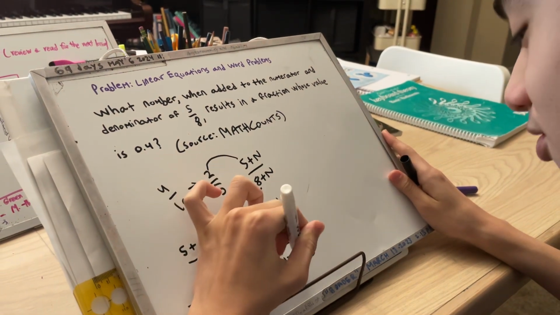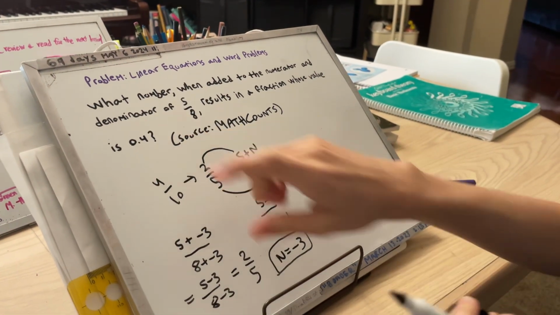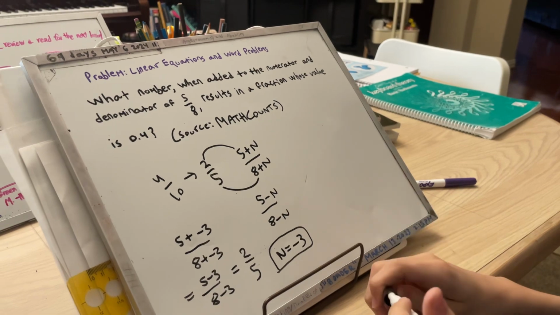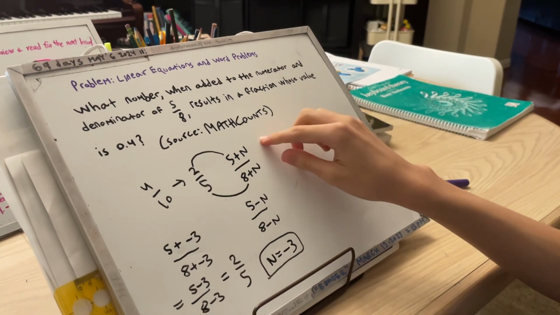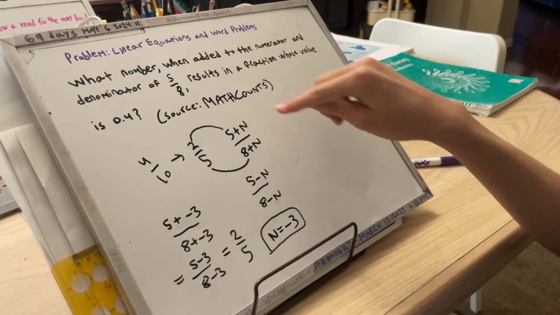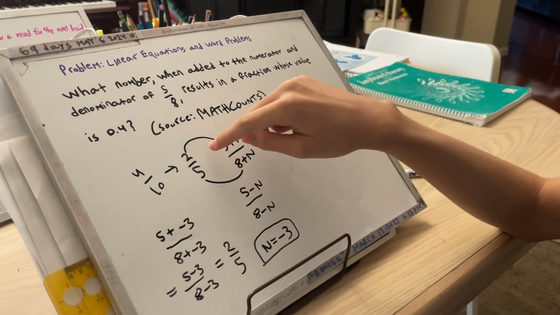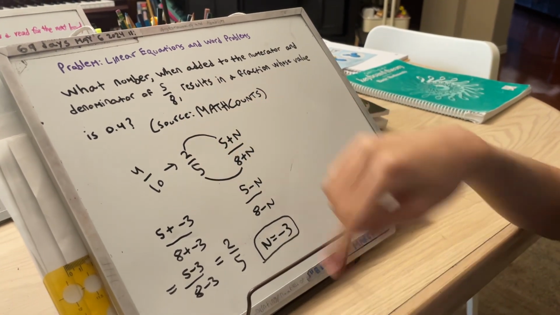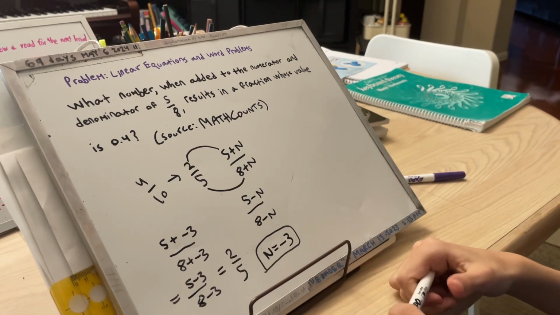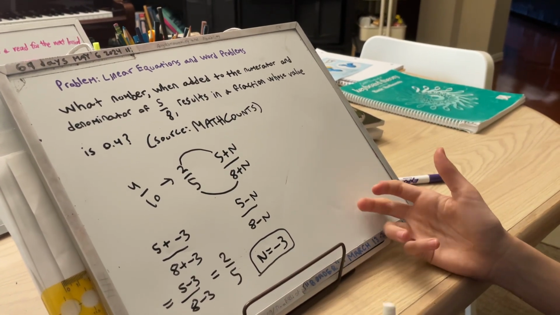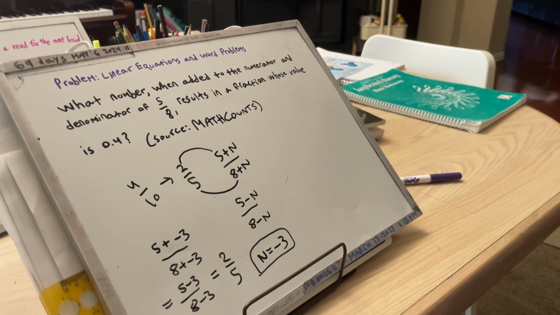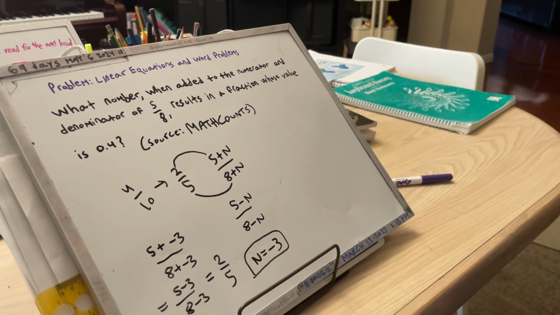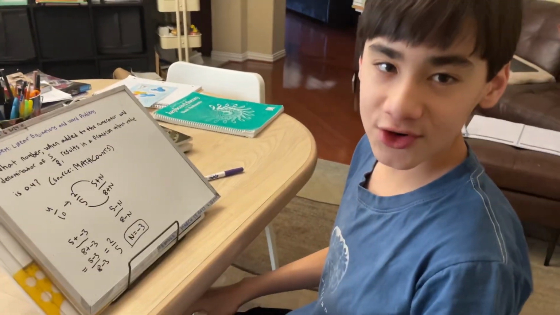All you've had to do here is first convert this decimal to a fraction to make it easier to solve, and then just look at the relationship between the numerator and the denominator of 5/8 and the numerator and denominator of our decimal or fraction, 2/5. That makes it really easy for you to see what our value is here as negative 3. And that was a MathCounts problem from the linear equations and word problems section of the AoPS Algebra 1 course.